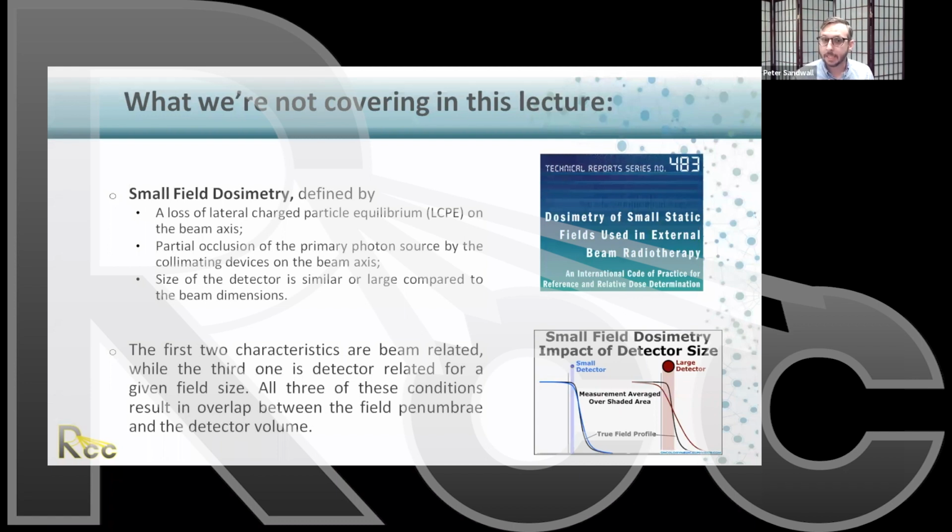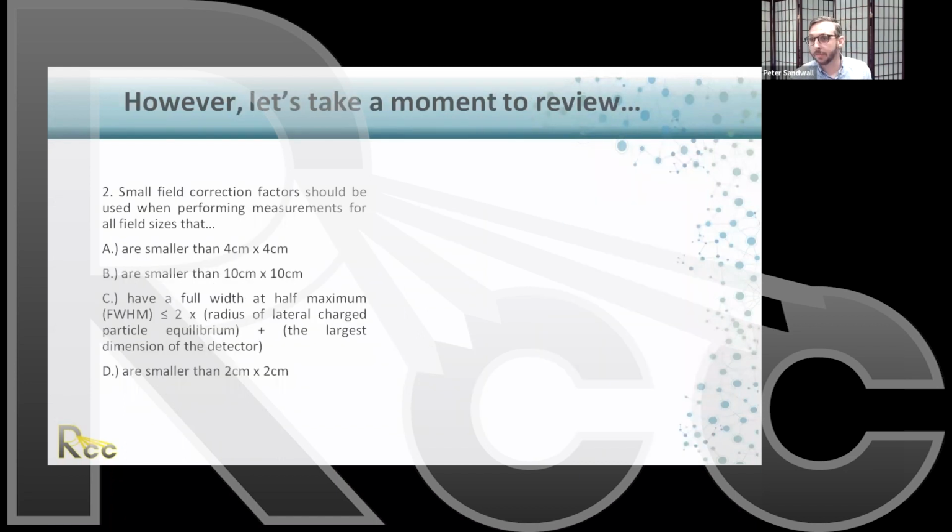Like I said, this is covered really well in TRS 483. It's free. It's published by the IAEA. I encourage you to digest it. It's a wealth of knowledge. I also want to highlight the fact that this is covered in more depth in our SRS and SBRT course. So I encourage you to enroll when it's available, or when you're making that transition to using smaller field sizes in clinical practice. You were given a quiz when you enrolled.